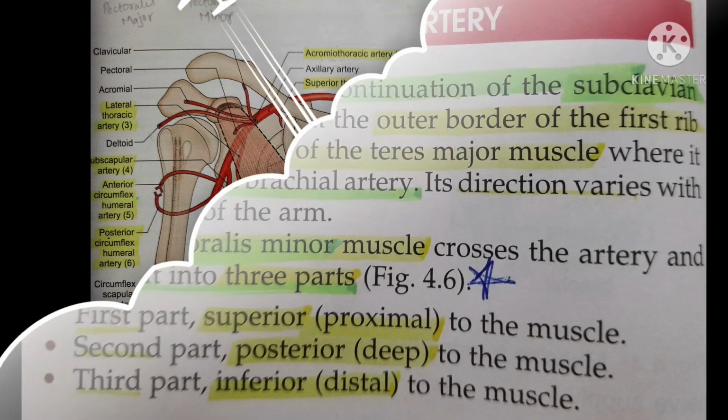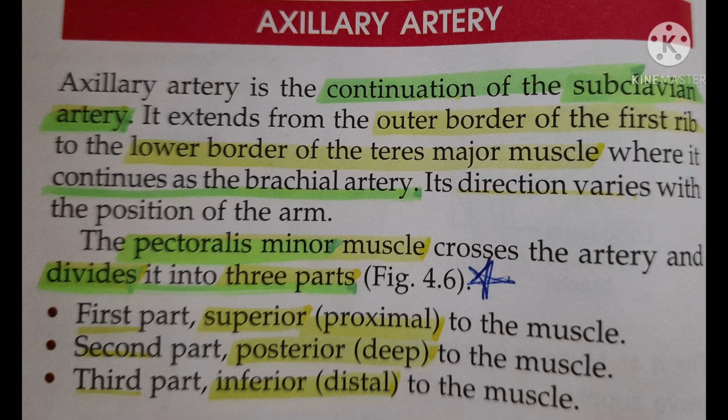The pectoralis minor muscle crosses the artery and divides it into three parts. First part superior, proximal to the muscle; second part posterior, deep to the muscle; and third part inferior, distal to the muscle.